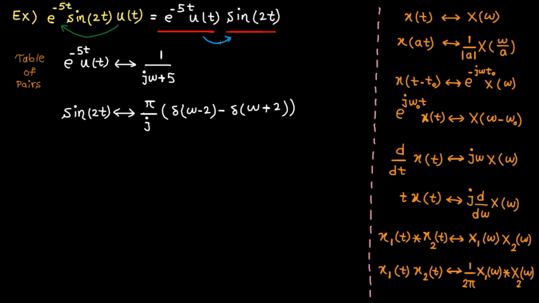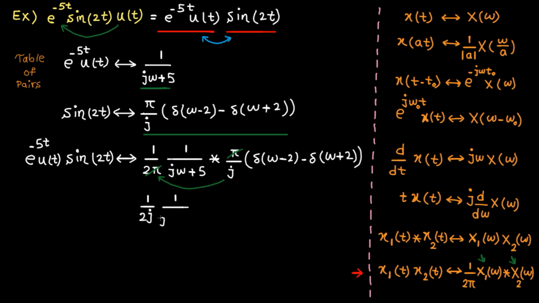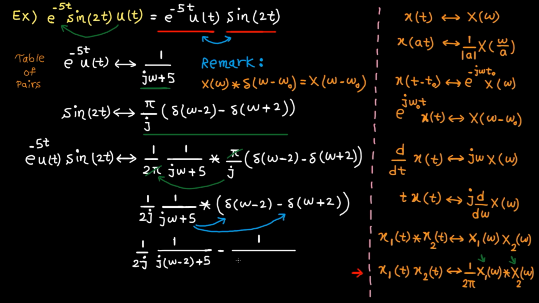Again, we are multiplying these two in the time domain, so we need to convolve their Fourier transforms in the frequency domain. The Fourier transform of the first signal, which is this, convolved by the Fourier transform of the second signal, which is this. Pi is cancelled by pi. Let's bring j here and write it again. Again, to convolve X(omega) with a shifted delta function, we just need to shift X(omega), or basically replace omega by omega minus omega naught. So, to convolve this by the first delta function, we just need to replace omega by omega minus 2. And to convolve with the second delta function, omega is replaced by omega plus 2. That's the final answer. Done.